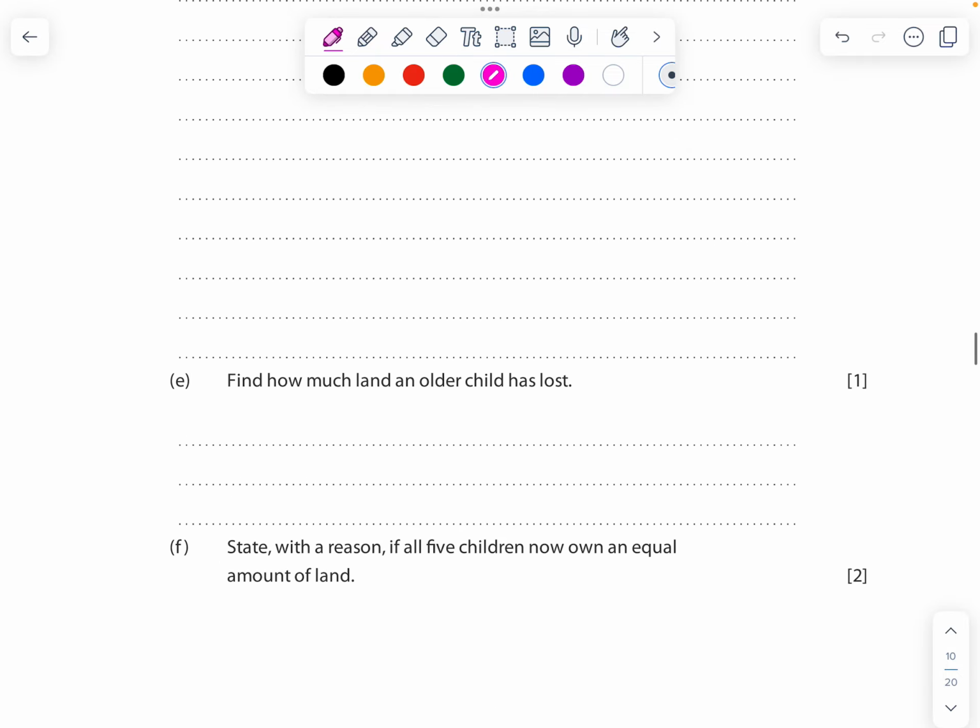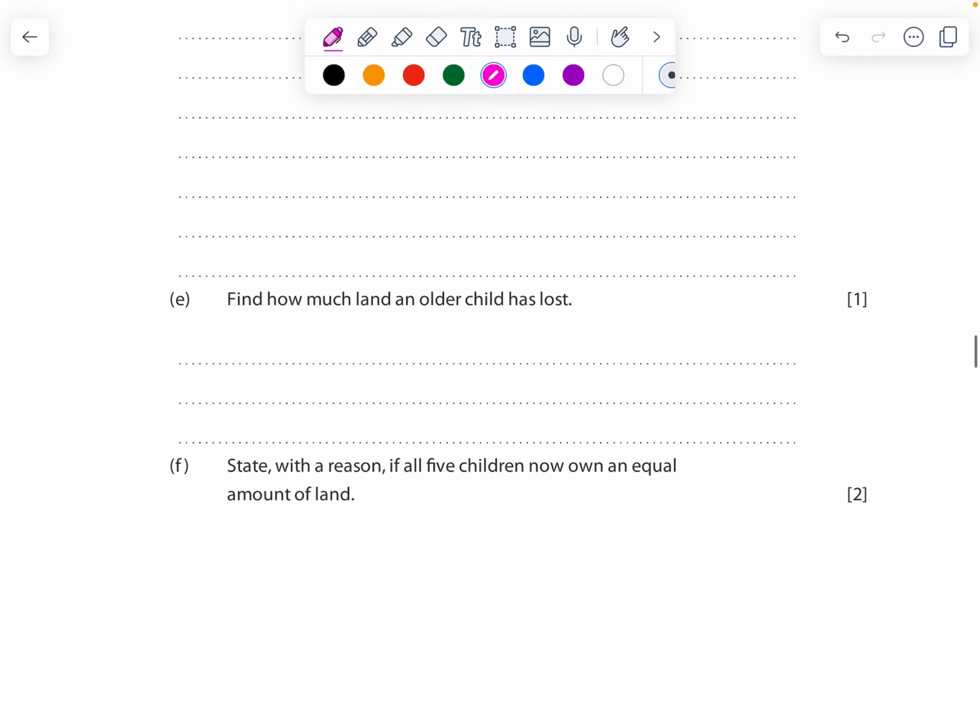Find how much land the oldest child has lost. Previously they were having 4. Now 2 has been given. So half has been lost.